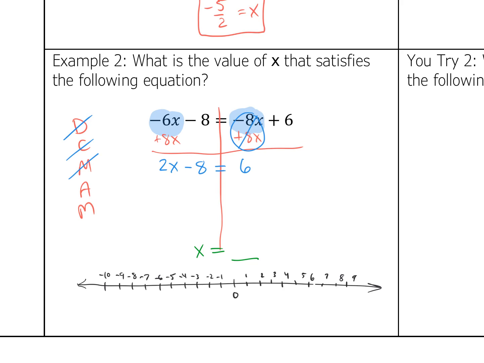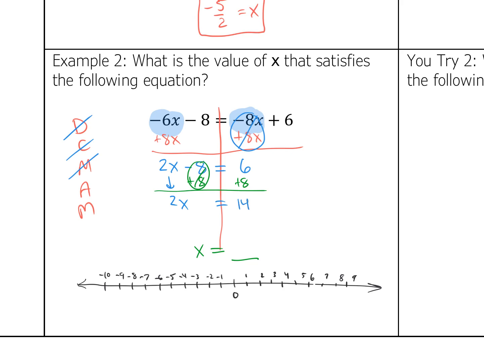So I need to get rid of that minus 8. The way I do that is by adding 8 on both sides. So that forms a 0, and I'm left with that 2x. 6 plus 8 is 14.